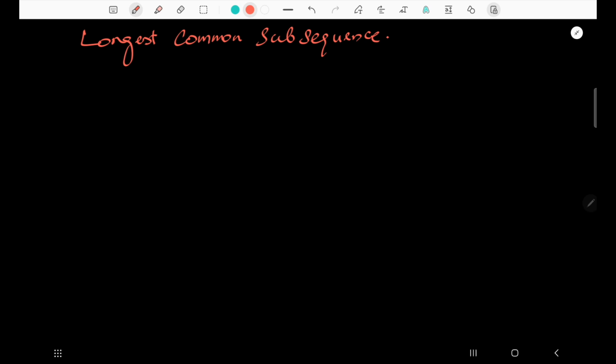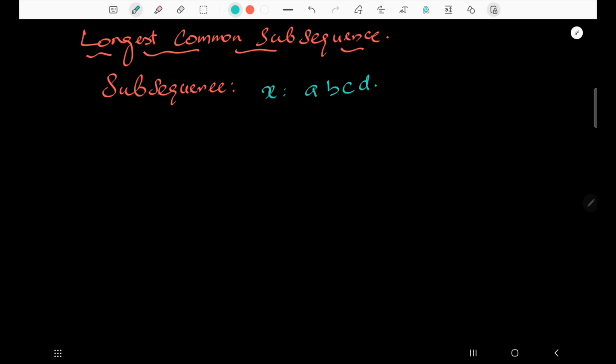Longest common subsequence. So what is a subsequence? For example, let us take a term, say X, equals A, B, C, D. So a subsequence means it is a sequence of terms in ascending order.